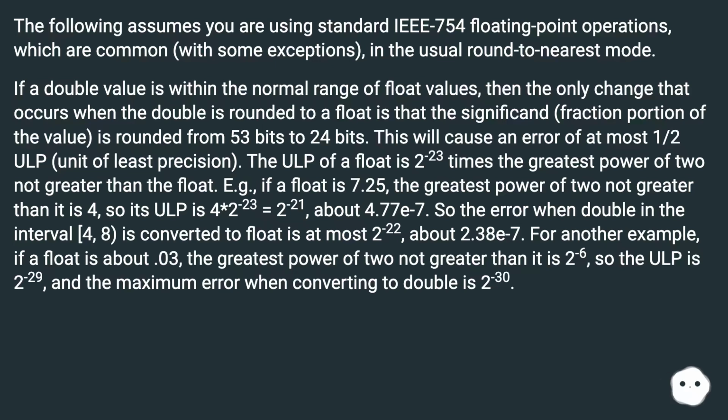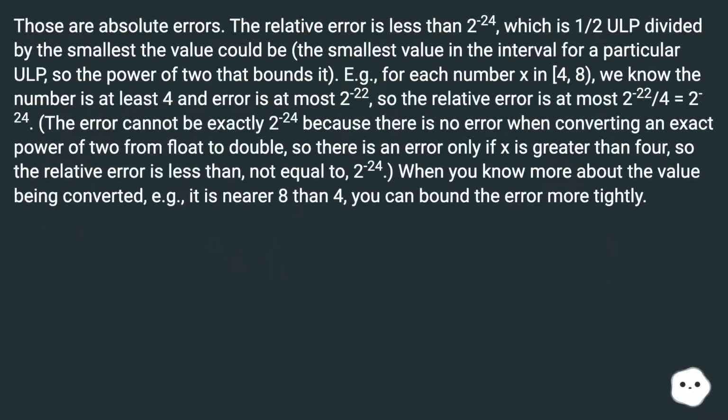So the error when a double in the interval [4, 8) is converted to float is at most 2^-22, about 2.38 times 10 to the power of -7. For another example, if a float is about 0.03, the greatest power of 2 not greater than it is 2^-6, so the ULP is 2^-29, and the maximum error when converting to float is 2^-30. Those are absolute errors.